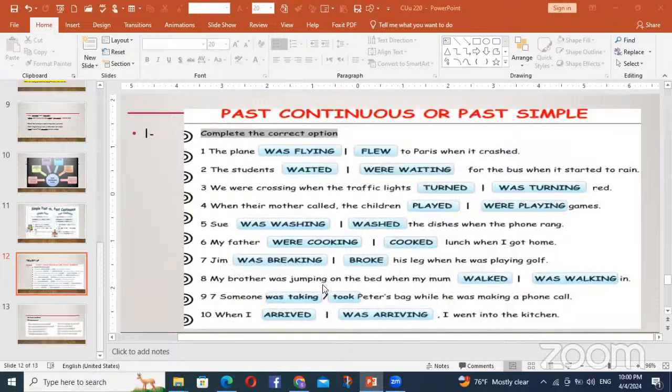My brother was jumping on the bed when my mom walked while I was walking in. Walk in, and it means enter the room. To go inside the room. Go inside the room takes long duration of time. I mean going from the living room to the bedroom takes long time. Bravo Ibtisam. Walked. Okay. So my brother was jumping on the bed when my mom walked in.